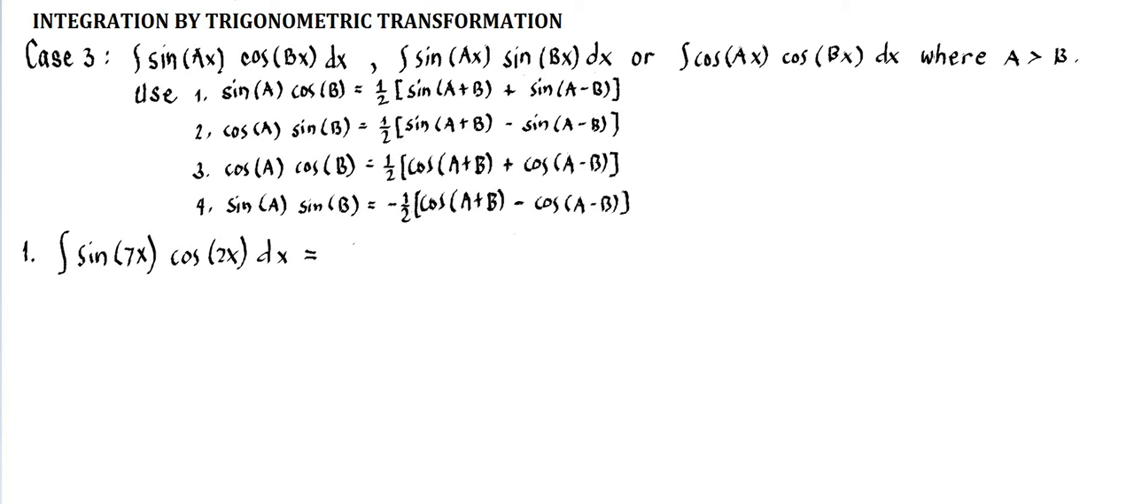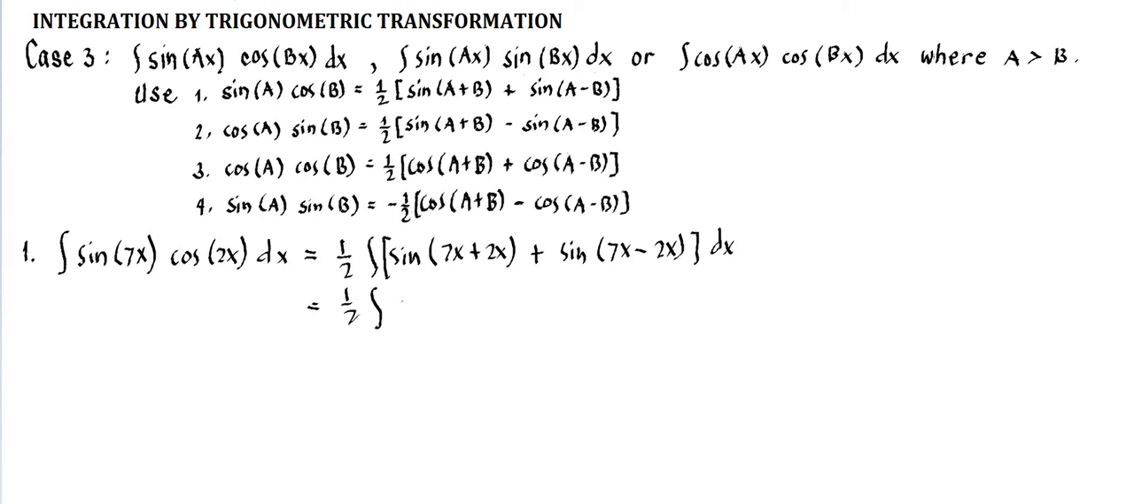So, we will have 1 half, and then integral of sine of A plus B. Yung A natin ay yung 7x at yung B naman natin ay yung 2x. And then, plus sine of A minus B. Yung A natin, 7x. Yung B natin ay 2x. And then times dx. So, we will have 1 half integral of sine of, so 7x plus 2x ay 9x, and then plus sine of, so 7x minus 2x ay 5x, and then times dx.